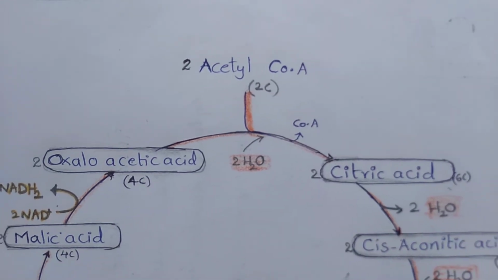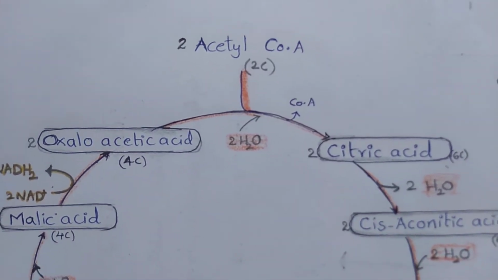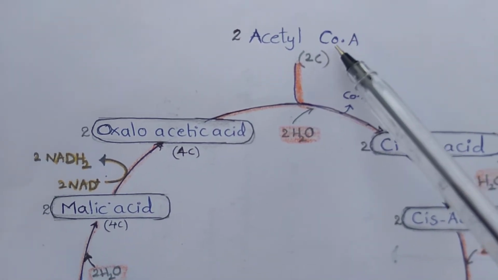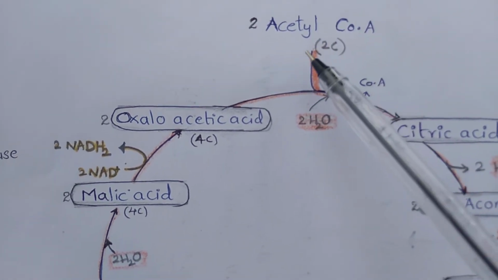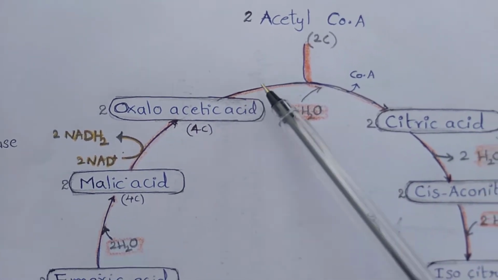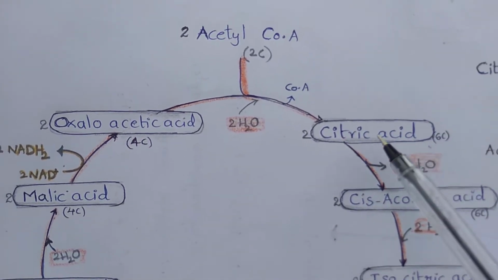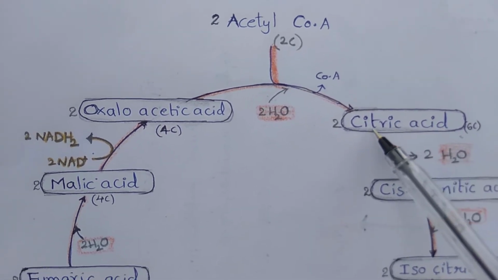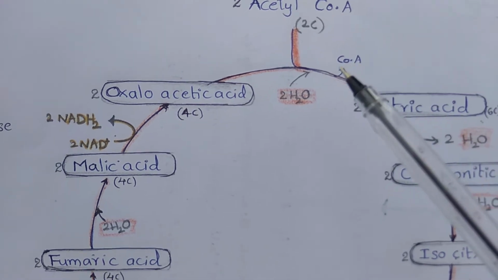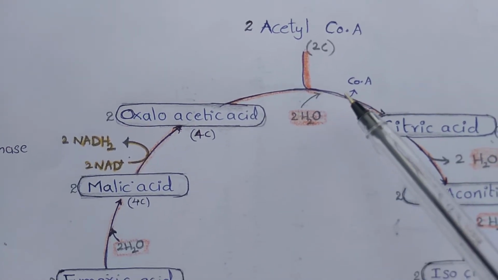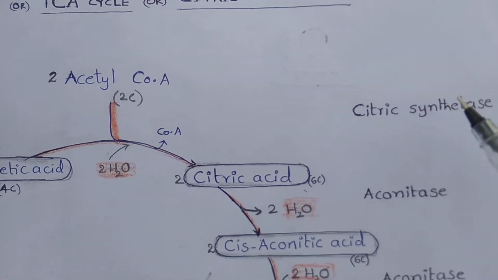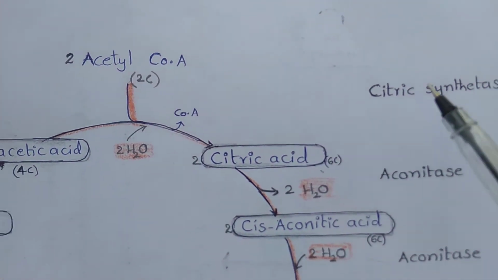In the Krebs cycle, the first step is condensation. In this step, acetyl coenzyme A transfers its 2-carbon acetyl group to the 4-carbon oxaloacetic acid to form 6-carbon citric acid. Citric acid is the first stable product in the Krebs cycle. In this step, two water molecules are utilized. The complete reaction takes place in the presence of the citric synthetase enzyme.